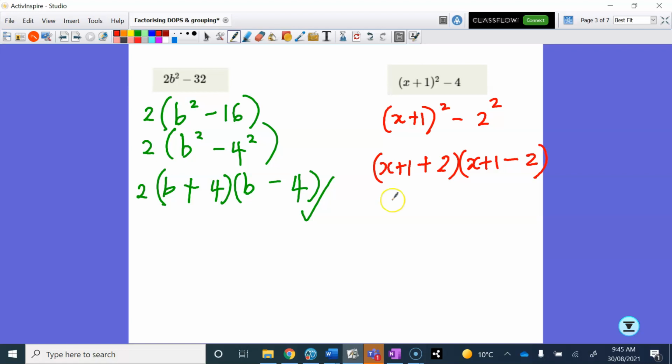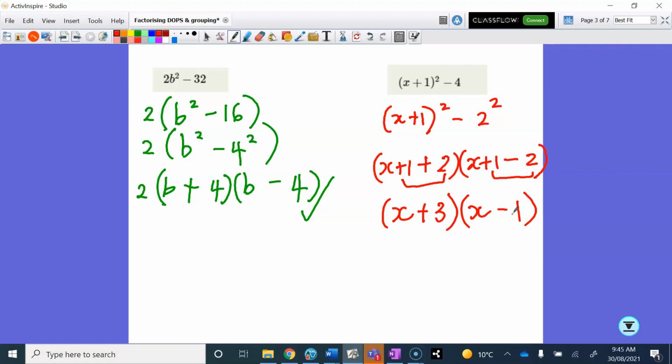So I can simplify a little bit further by just simplifying these little number parts of the brackets. In the first bracket I've got x plus 1 plus 2, so I've basically got x plus 3. And in the second bracket, I've got x plus 1 minus 2, which is x minus 1.